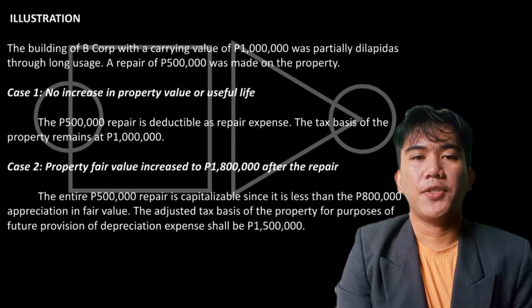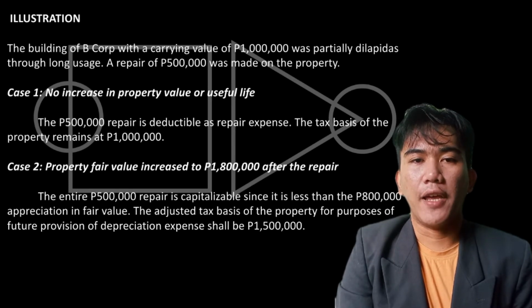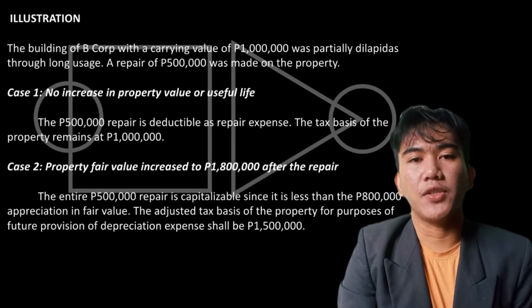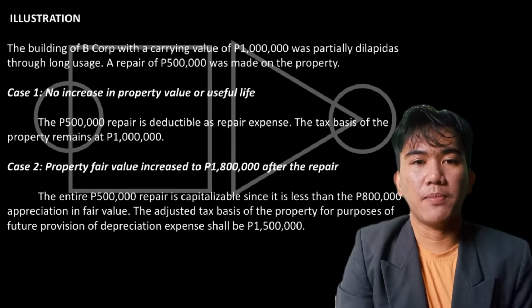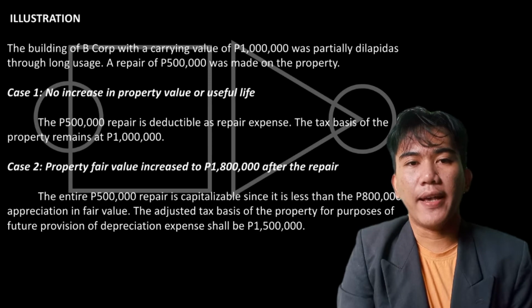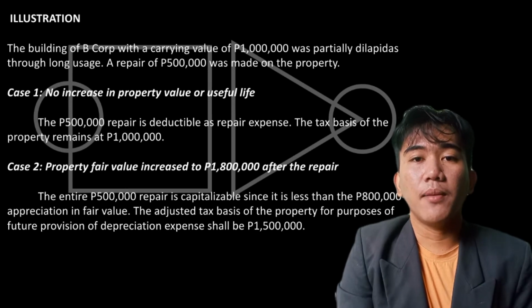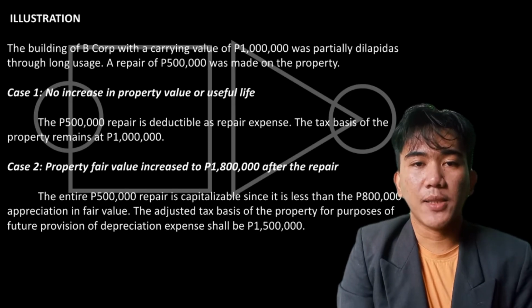Here are some illustrations. The building of B Corp with a carrying value of 1 million pesos was partially dilapidated through long usage. A repair of 500,000 was made on the property. In case number 1, there is no increase in property value or useful life. Therefore, the 500,000 repair is deductible as repair expense. The tax basis of the property remains at 1 million pesos.